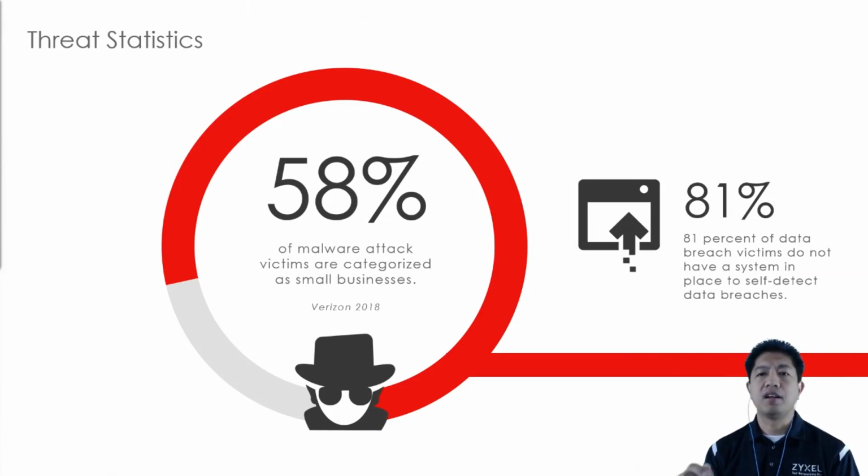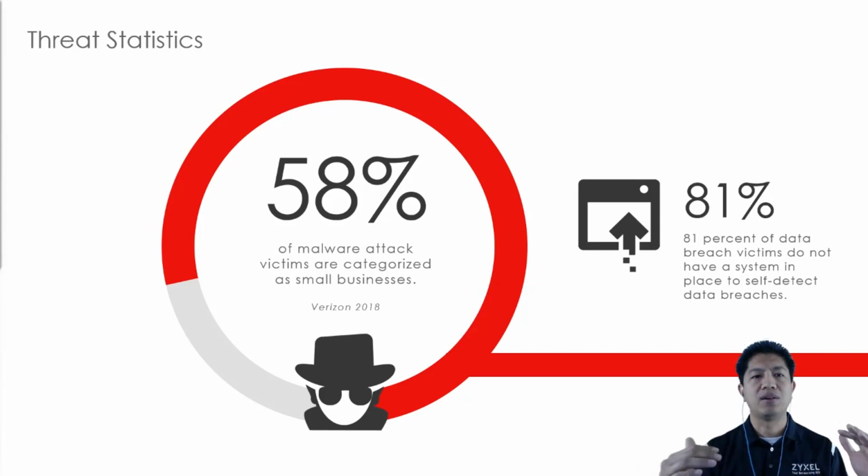81% of breach victims do not have any means of detection. That means once they've been breached, they didn't even realize they were breached, right? They have no system in place that can handle that. That means businesses are not educated. I think they feel like using a basic NAT firewall is enough to protect them, right?